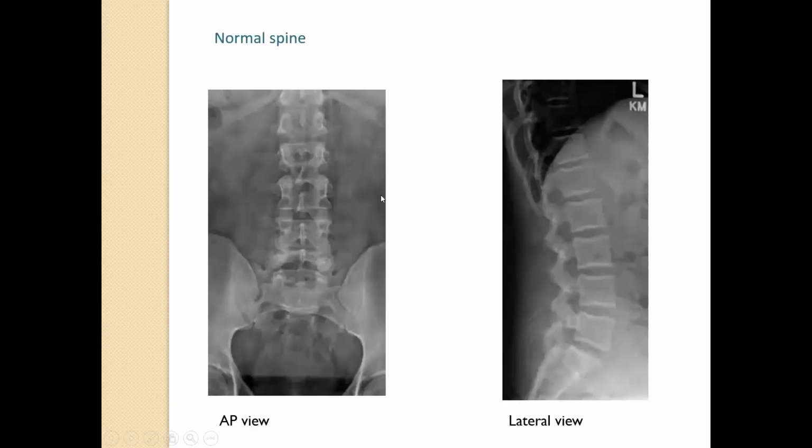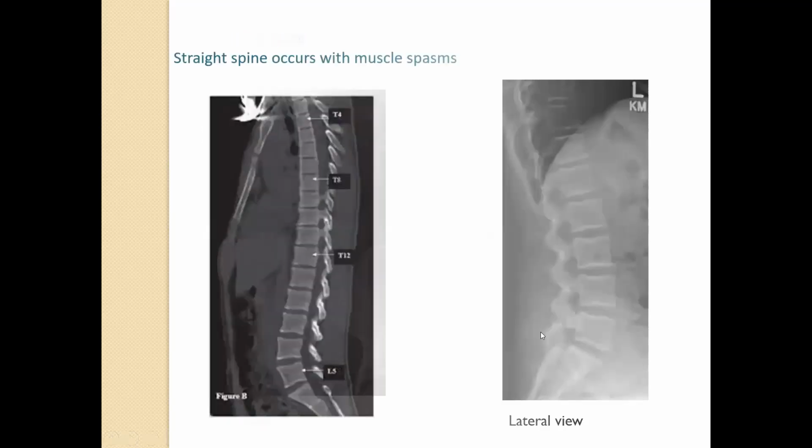And this one is an X-ray film of a normal spine, anteroposterior and the lateral view. You can see in the lateral view there is a nice lumbar curvature here with equal intervertebral spaces without any fractures.